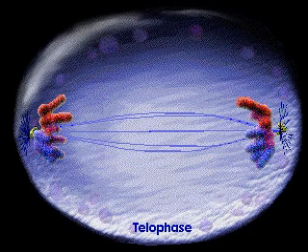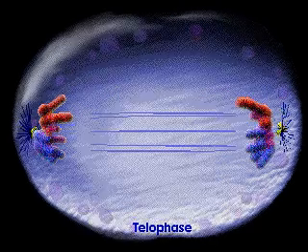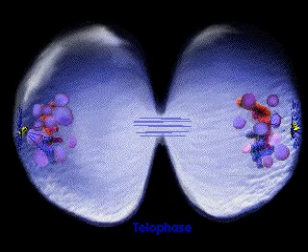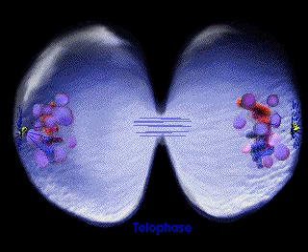During telophase, chromosome movement comes to an end. The spindle apparatus disassembles, and the nuclear membrane reforms around the chromosomes. Within the nucleus, the chromosomes decondense.